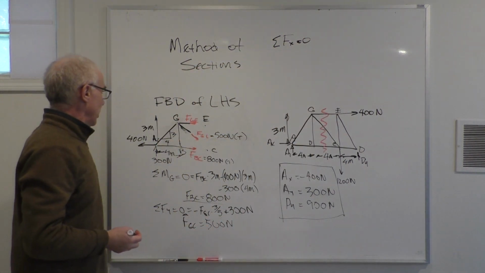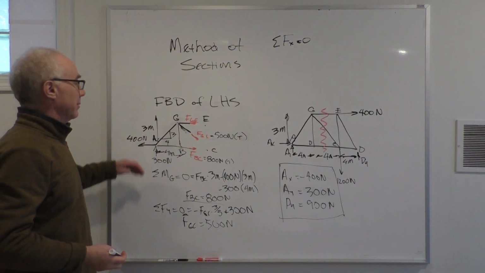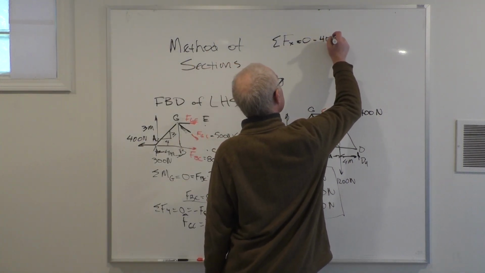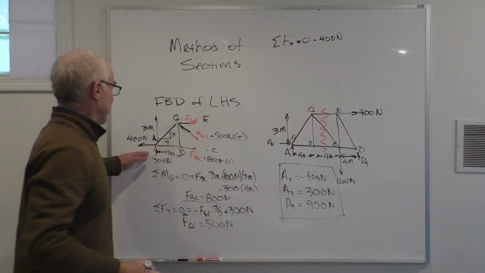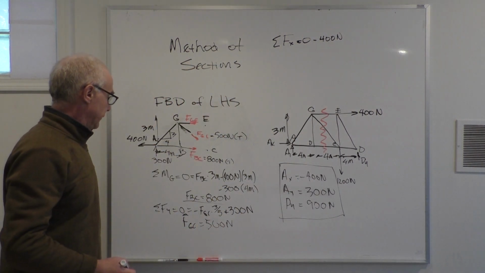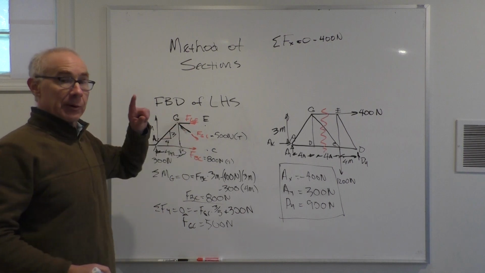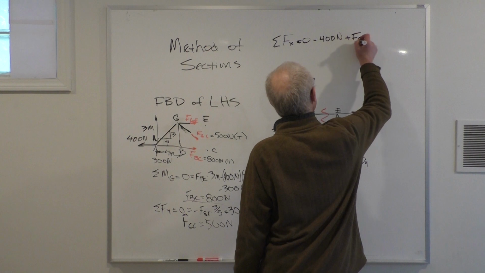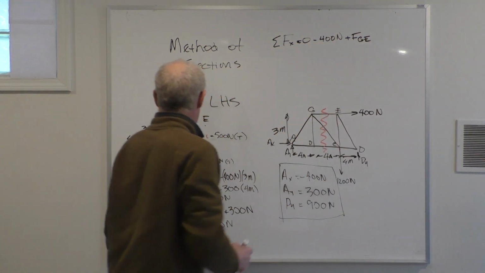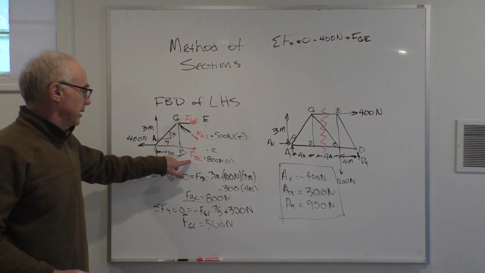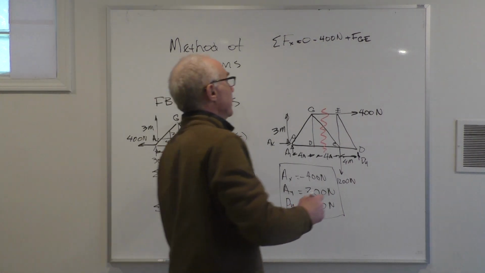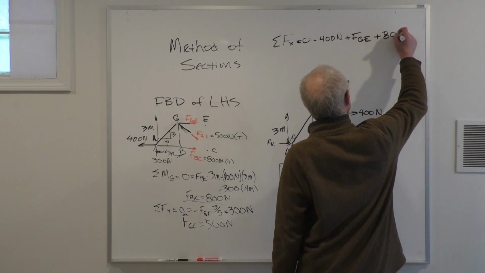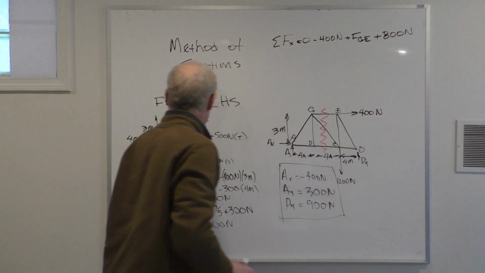So what are all our forces in the x direction? We have this one here, negative 400 newtons. That was our support reaction. We have FGE. That's the last one that we're trying to solve for. I'll put that right here, plus FGE. We have FBC, which we know to be 800 newtons, and that's acting to the right. 800 newtons.